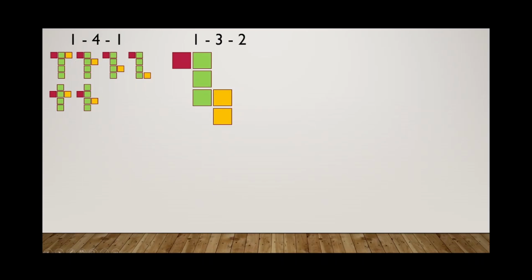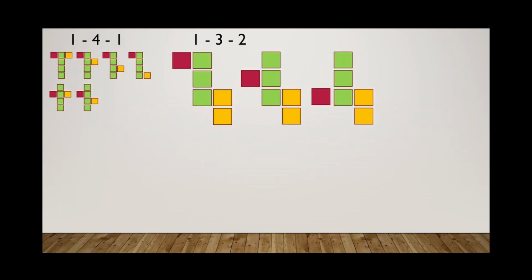So what am I going to do with the 1, 3, 2 pattern? I only ever move 1 square. So I've only got a single square, the red square, and I'm going to move that down 1. Can I move it again? Yes, I can. So there we go. There is the final movement because I can't move the red square anymore. So that's the 1 to the left, 3 centrally, and 2 to the right combination.